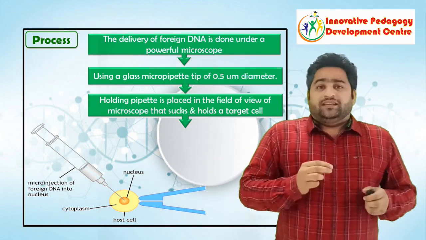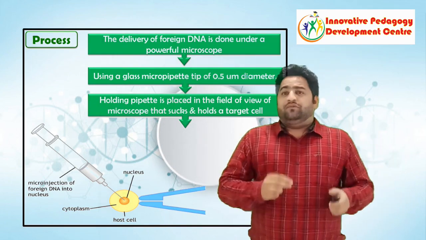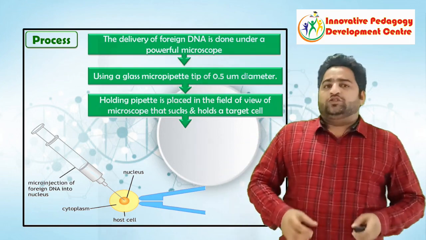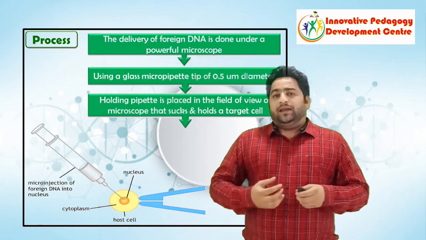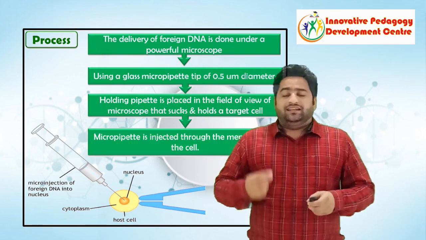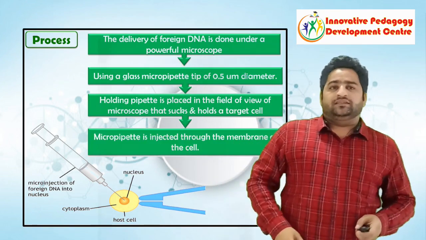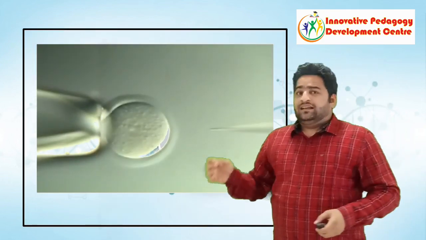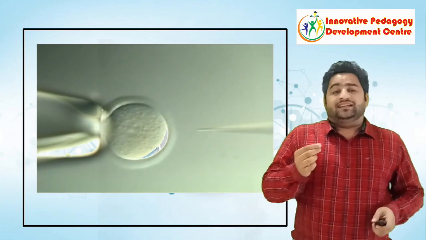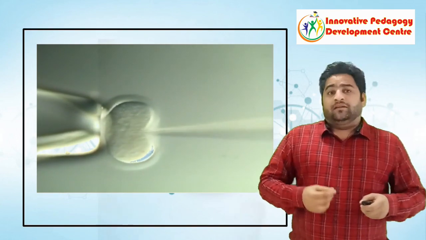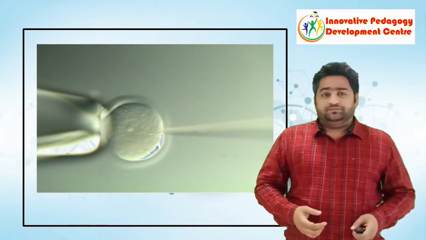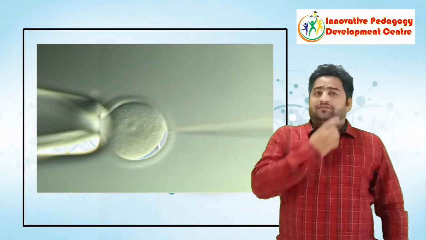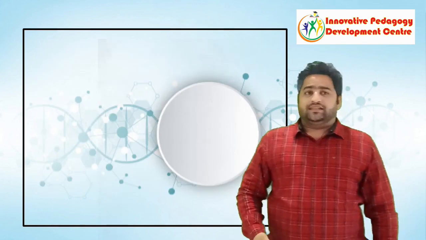the cell. The holding pipette is placed in the view field of the microscope, which sucks and holds the target cell. So the micropipette injects through the membrane and the DNA is released inside the nucleus. Here we can easily see in this visual how the cell is getting transgenic or transformed. This method is widely used for gene transfer in animal cells.